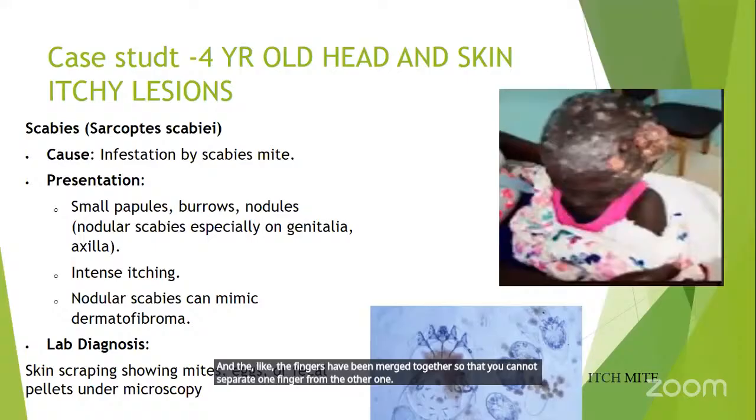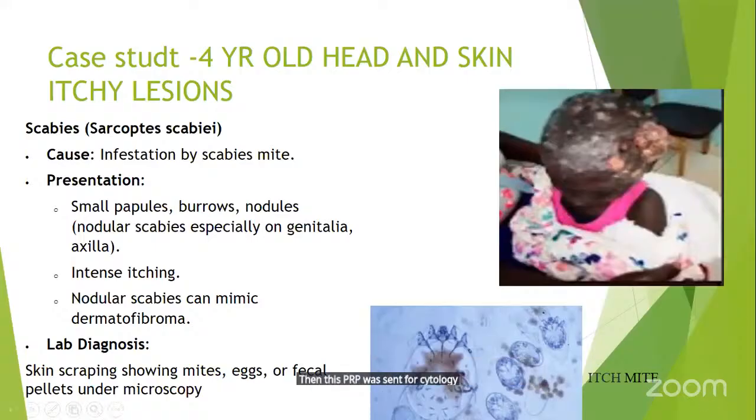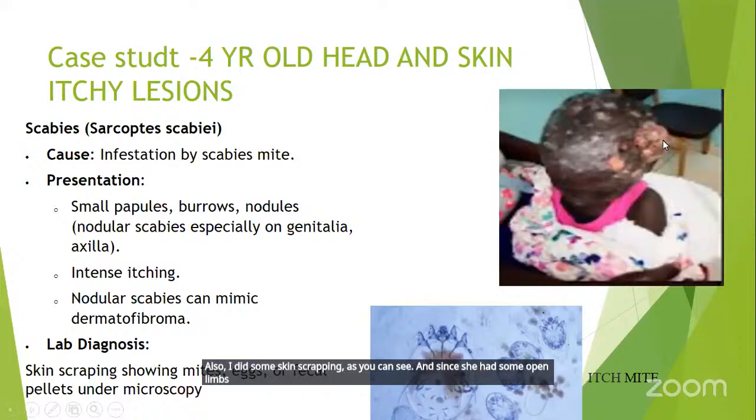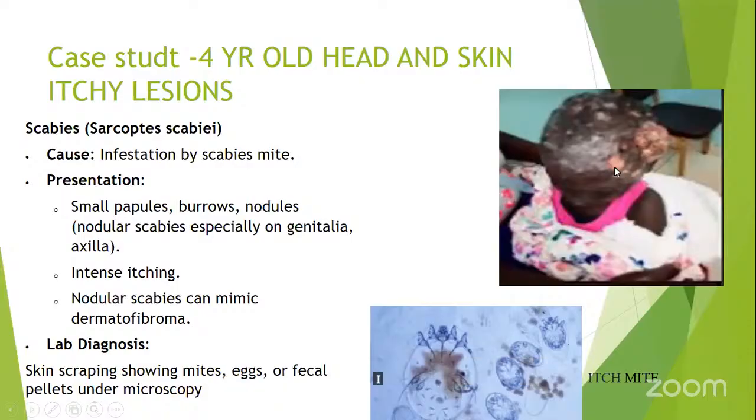Then this baby was sent for cytology diagnosis. I did a fine needle aspirate. I also did some skin scraping, as you can see. And since she had some open limbs or open wounds, I decided to do scraping and also did some imprint cytology. But what I found on the microscope shocked me because I had never seen something like that.